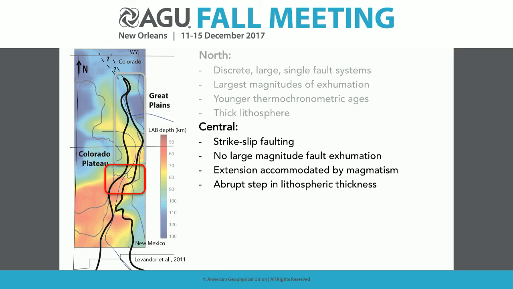And then when you go to the central part, remember that there's a lot of strike slip faulting, and that the exhumation is not very large magnitude, so potentially the extension along this region is mostly accommodated by magmatism. And this magmatism, if you remember, is centralized right here, which happens to be at a very abrupt step in our lithospheric thickness. We're going from lithosphere thicknesses over 100 kilometers and then, over a very short spatial distance, getting to thicknesses that are 60 kilometers. So it seems like those volcanics are centered right on a really abrupt change in our lithosphere-asthenosphere boundary.